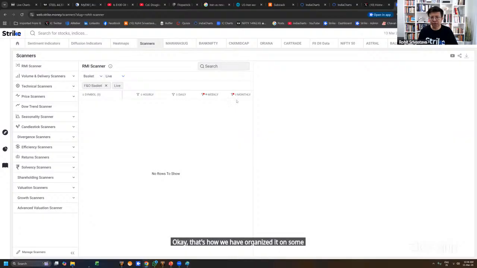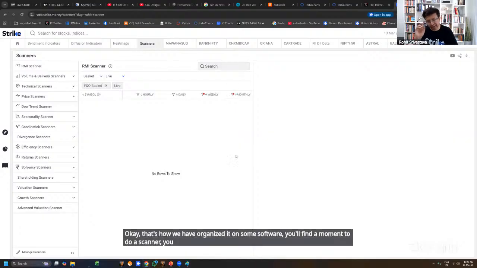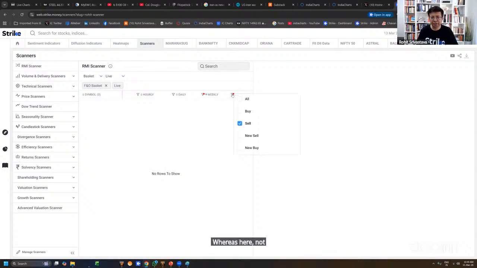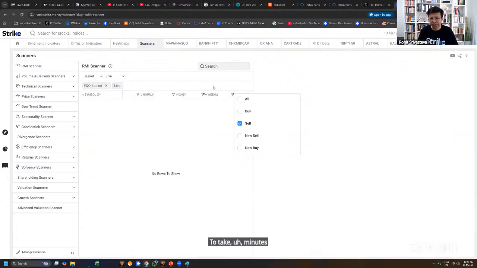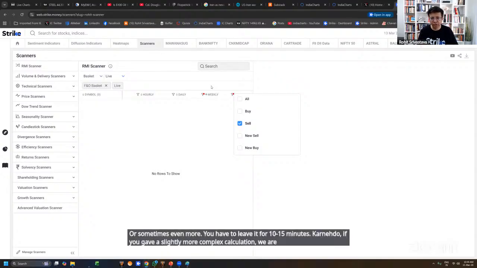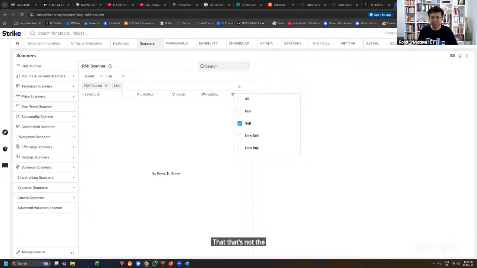On some software, you'll find that the moment you run a scanner, you have to wait for 5 seconds for the result to come in front of you. Whereas here, not even 5 seconds, sometimes it's like 2 minutes. I remember I used to do fundamental scanning on Capitaline Ole, very expensive software, couple of lakhs, to take minutes to complete a scan across a basket of stocks. Minutes, or sometimes even more. You have to leave it for 10-15 minutes, if you give a slightly more complex calculation. We are going to make sure that that's not the experience.